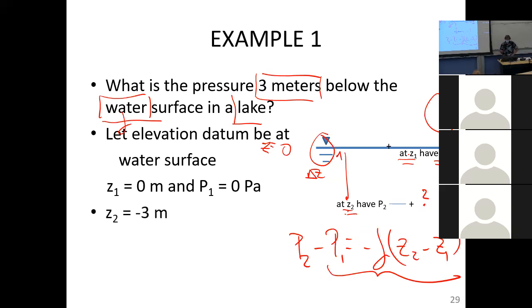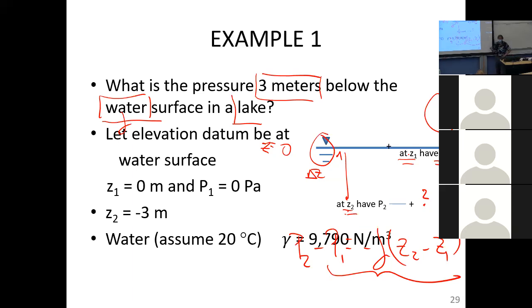And again, from this elevation datum and from the statement of the problem, we want to know the pressure 3 meters below the fluid surface. We know that the elevation datum, Z is equal to 0 at the fluid surface, so Z2, the point of interest, is -3 meters.